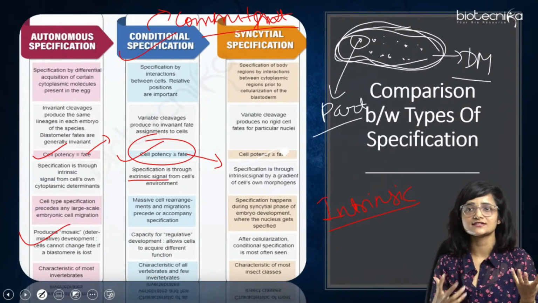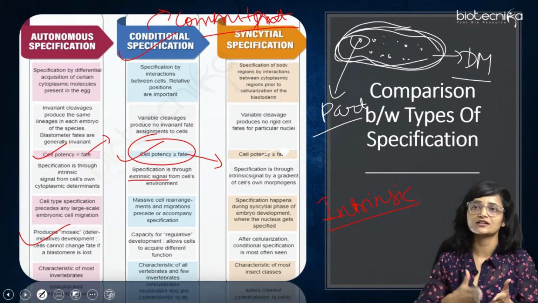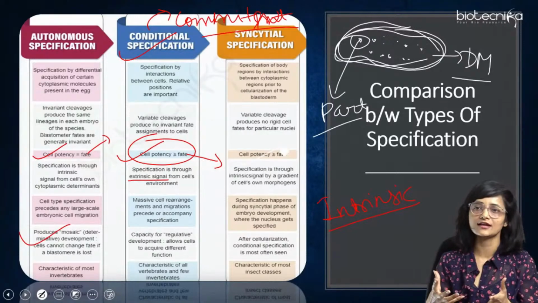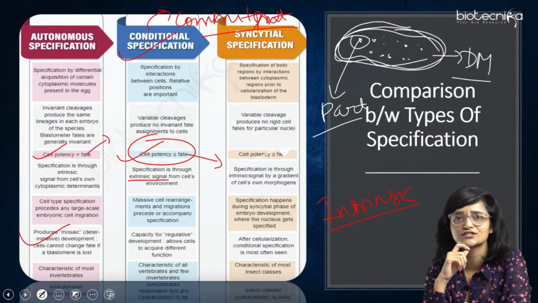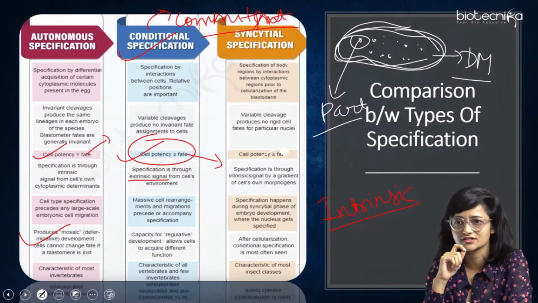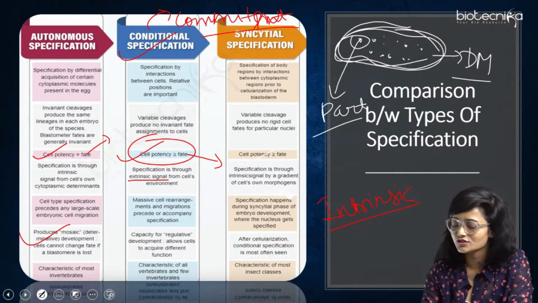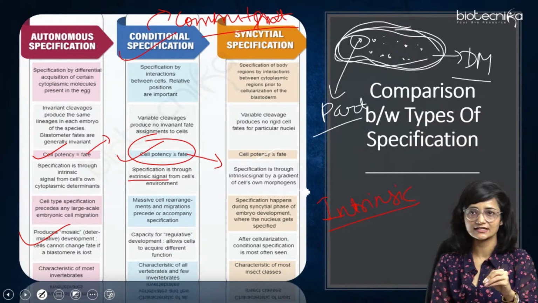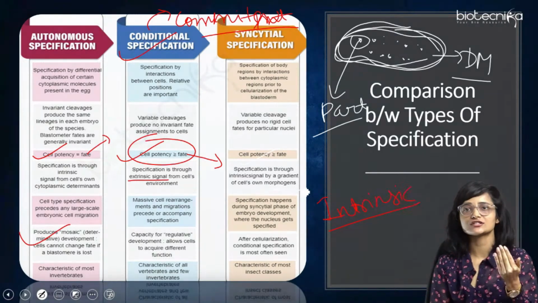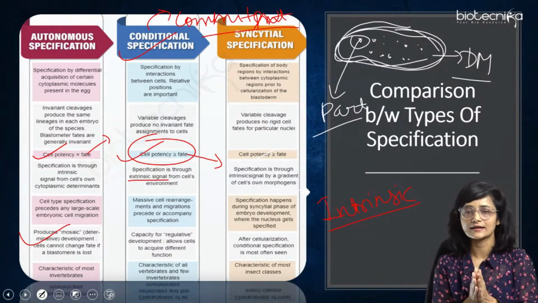So the potential of the cell to form any type of cell is more as compared to the cell's particular fate, the particular type of cell it is committed to, right? Then comes that the specification is through intrinsic signals by a gradient of the cells' own morphogens, right? So there are morphogens present inside the cells. These morphogens are present intrinsically, and these morphogens are majorly responsible for the specification of the cell, right? So here also an intrinsic factor plays a role.